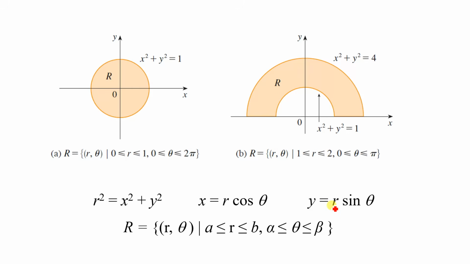Now, these are special cases of a polar rectangle, where R is the set of (r, theta) where r is greater than or equal to a but less than or equal to b, and theta is greater than or equal to alpha but less than or equal to beta.